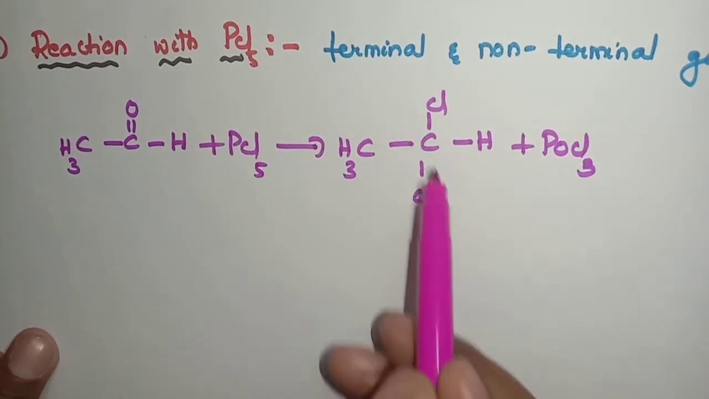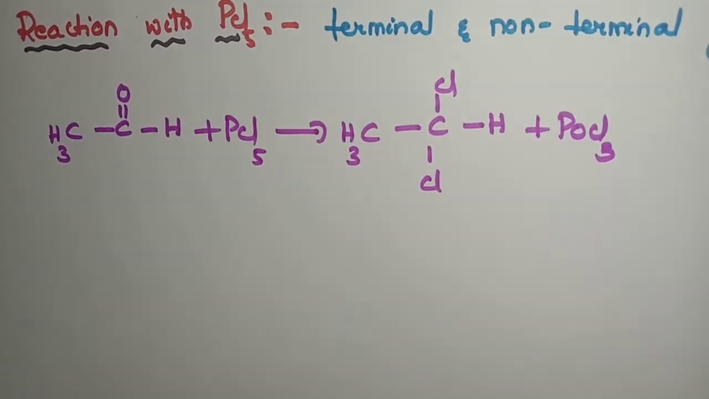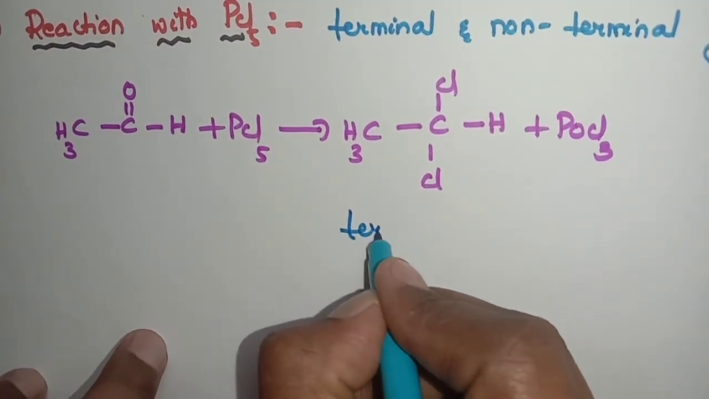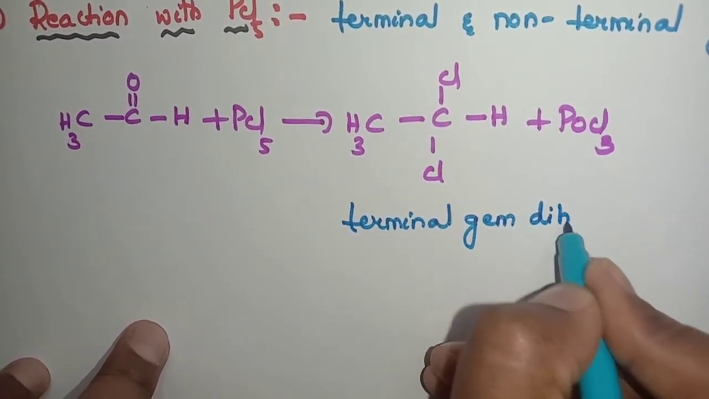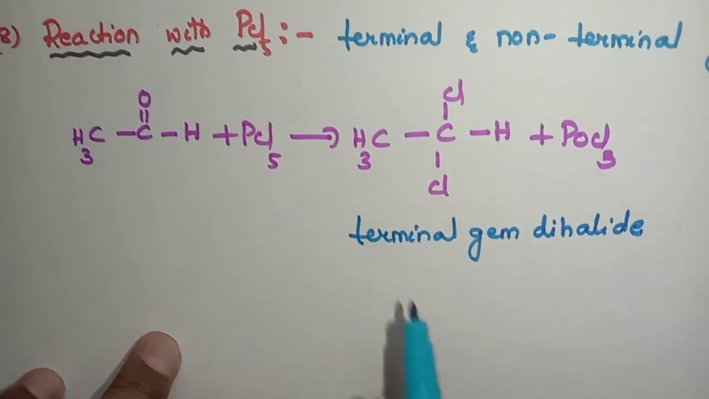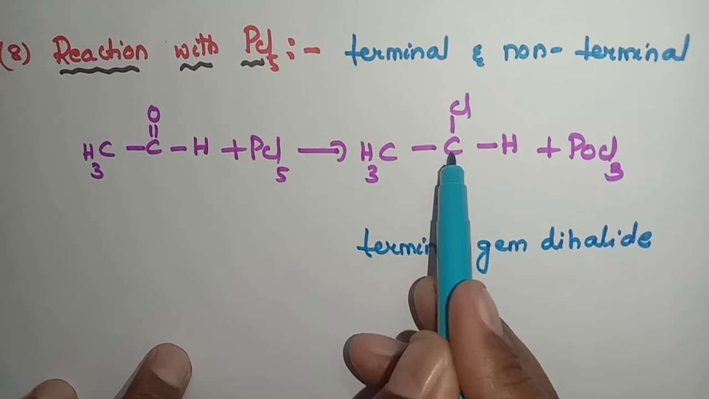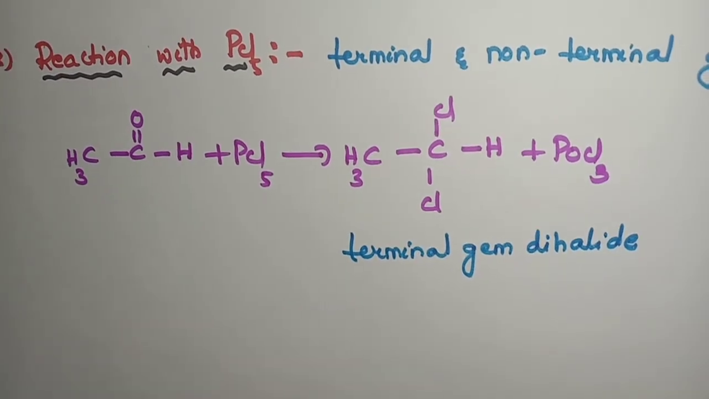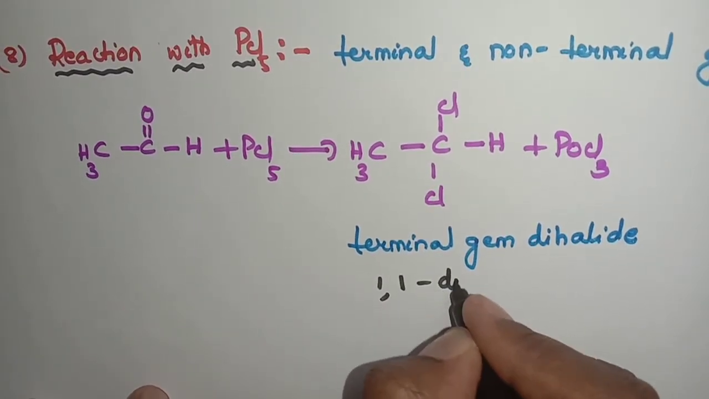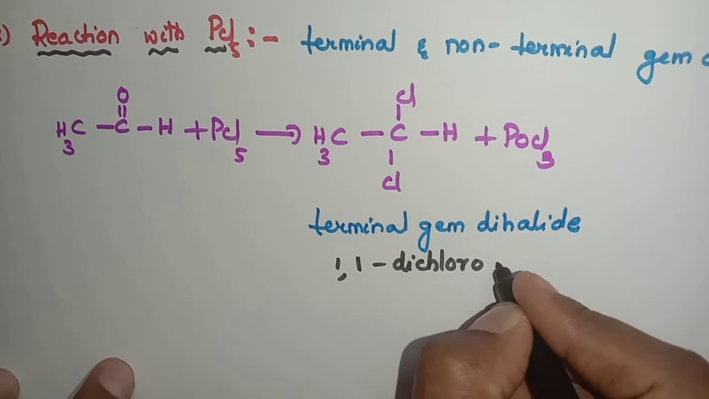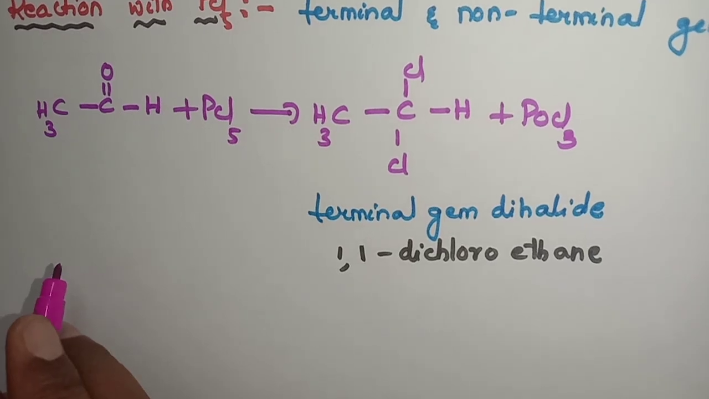So CH3 CCl2H. Do you know the name of this compound? This is called terminal gem dihalide. What is the meaning of terminal gem dihalide? That is the two halogens or the two chlorine atoms present on the last carbon, that is the terminal carbon. What is its actual name? Its name is 1,1-dichloroethane.